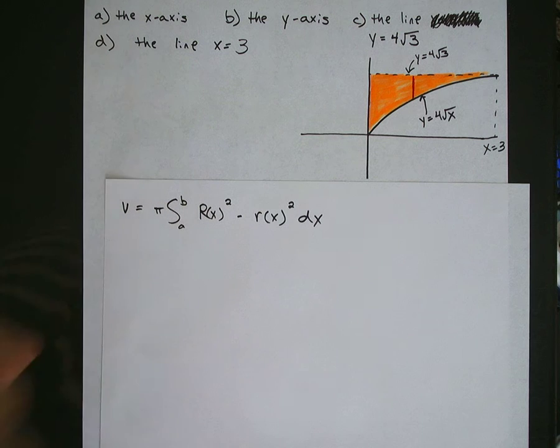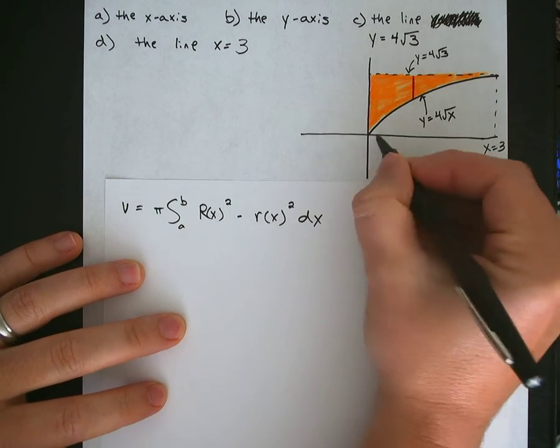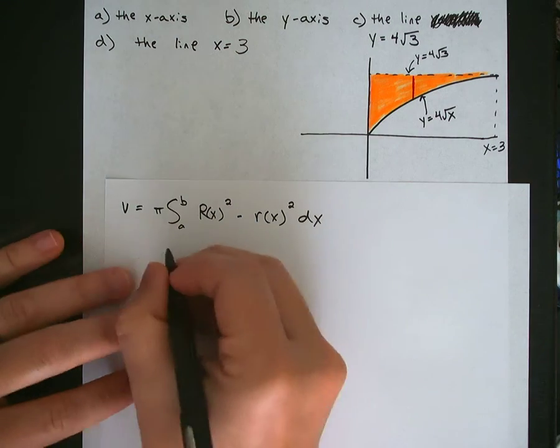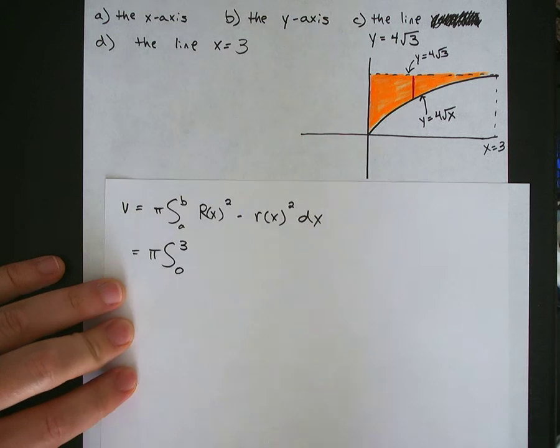We're going to be integrating with respect to x because we're rotating around the x-axis. So our limits of integration are going to be from 0 to 3, here to here. We're going to integrate this bar over this region, starting here and going to where they intersect here. So from 0 to 3, it'll be pi from 0 to 3.